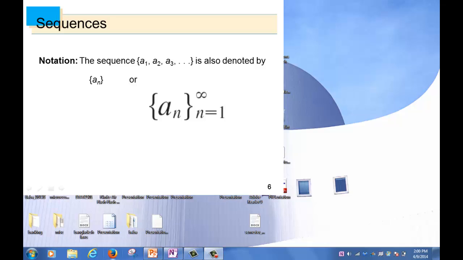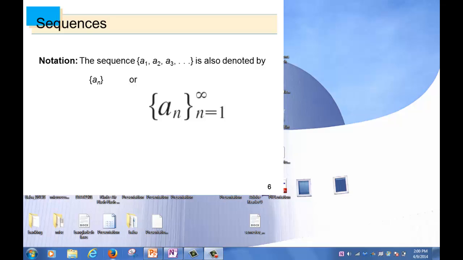Some notations. How do you express a sequence? Well, sometimes we list out the first few terms of the sequence and write ... to express a sequence. Sometimes we use the formula for the nth term. An is the nth term. We use a formula for the nth term and write the formula in brackets.